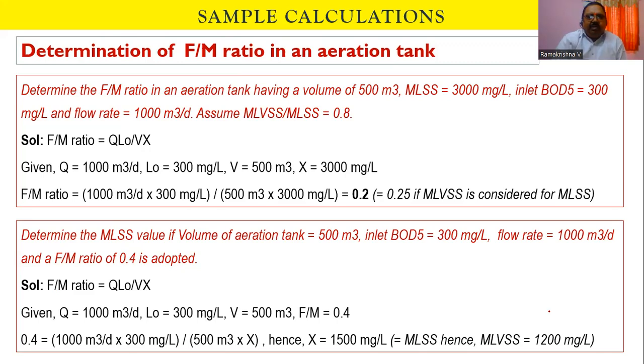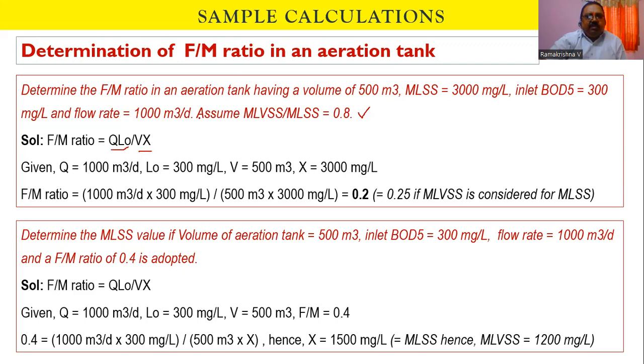Determine the F by M ratio in aeration tank having a volume of 500 meter cube, MLSS of 3000 milligram per liter, inlet BOD 300 milligram per liter, and flow rate is equal to 1000 meter cube per day. MLVSS by MLSS is equal to 0.8. Okay. So what is the F by M ratio? Food to mass ratio. Food means how much amount of organic matter is entering into the aeration tank, divided by mass, which means how much of microorganisms are available.